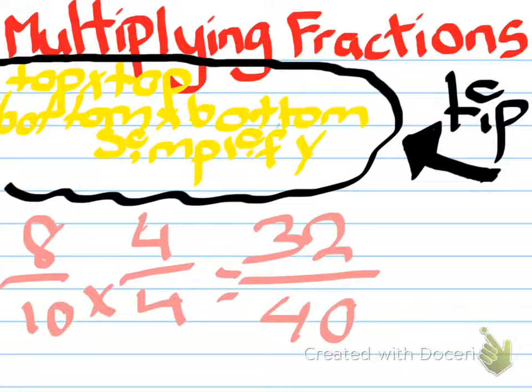Then we simplify by a number that is divisible by both. The number I chose that is divisible by both numbers is 4. So I divided 40 by 4 twice, and I divided 32 by 4 twice. Then simplify, my answer is 2 over 10.